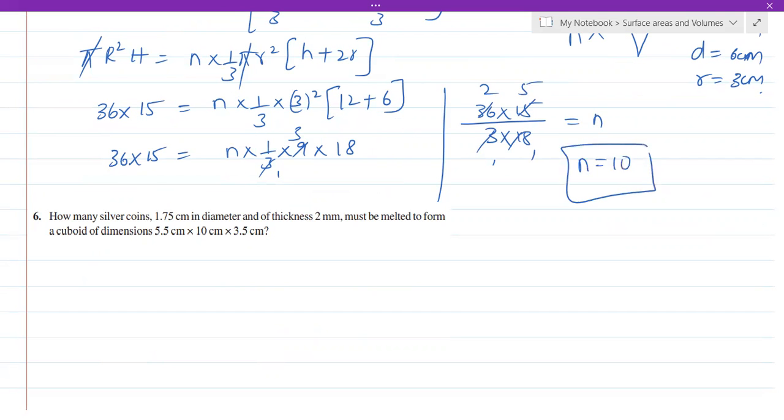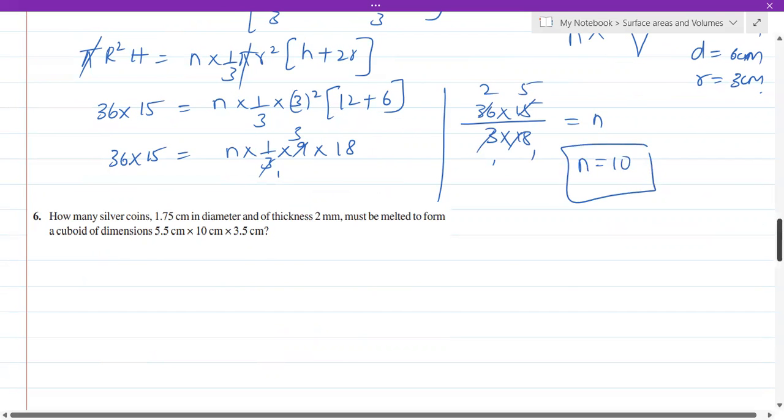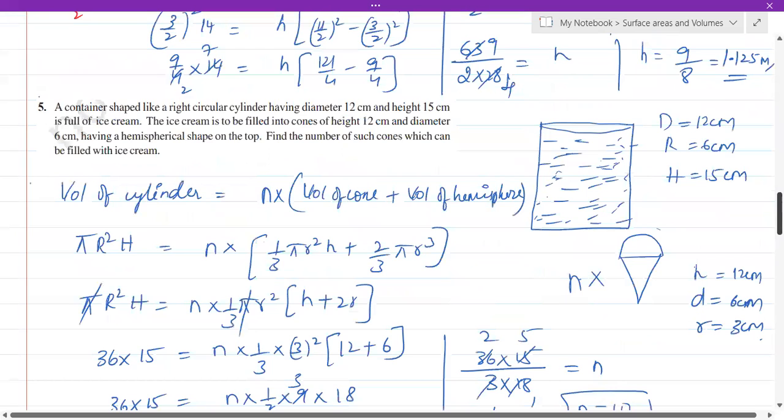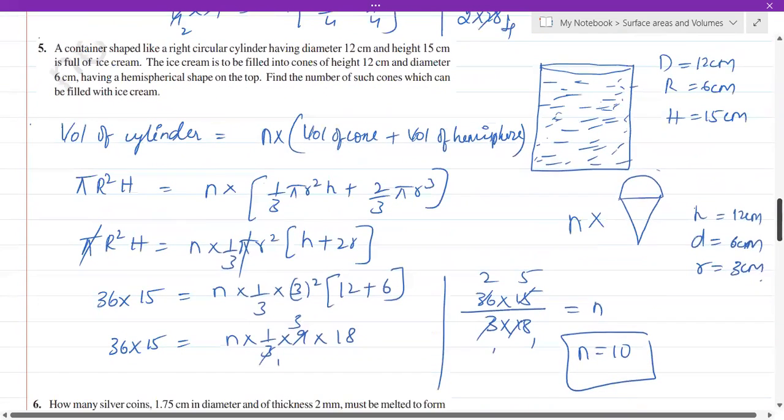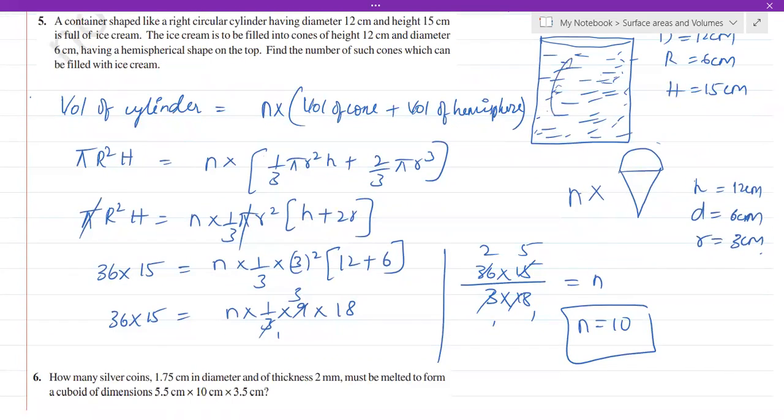So totally how many cone ice creams can we fill? We can fill 10 cone ice creams using the ice cream that is in the cylindrical bucket. So whatever ice cream was there, we have converted into this shape. So volume of cylinder is equal to volume of cone. But we don't have one cone, we have got n number of cones. That's why we have multiplied with n. And substituting the formula, you will get the answer.